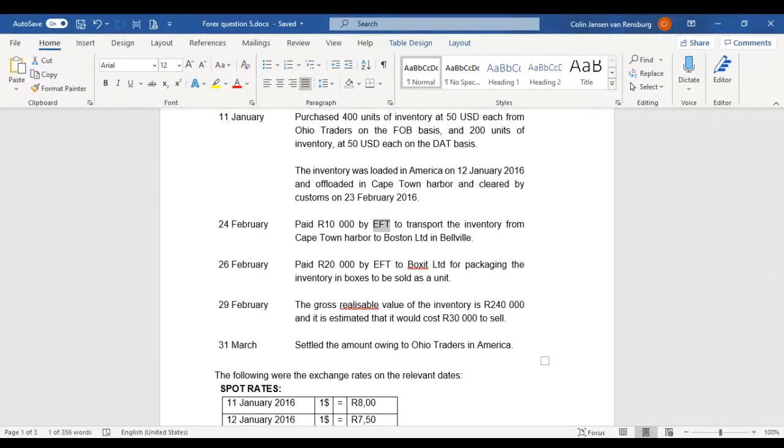So anyway, the question was, which account are we going to credit? And there we've got the answer. Thank you all. So we're going to credit bank account. Money flows out of our bank account.